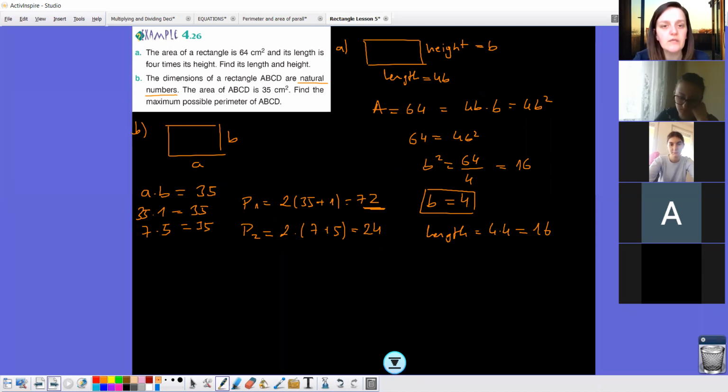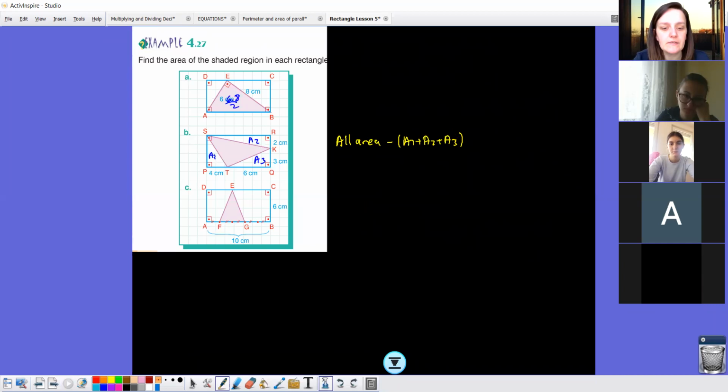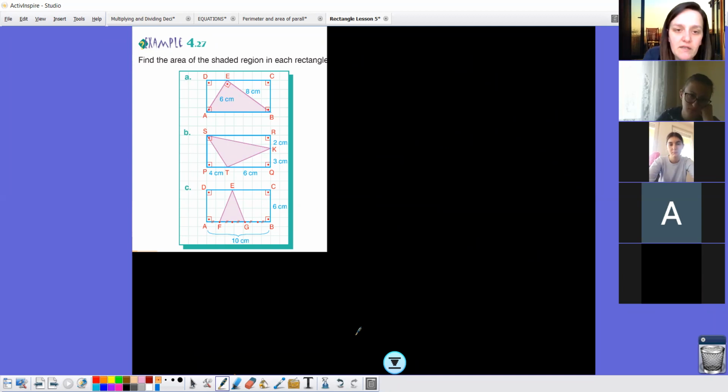Okay, I'm continuing to the next one. Here, we have some rectangles given and some triangles inside the rectangles. We need to find the area of the shaded region. Now, in A, it's very simple. In A, the triangle inside the rectangle is a right triangle. So to find the area of this triangle, 8 times 6 over 2.